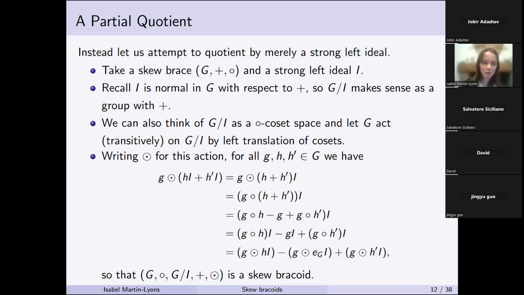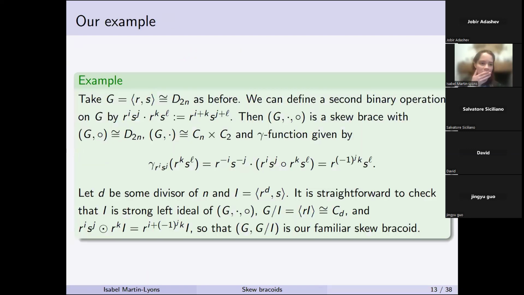Writing circle dot for this action, we can recover the skew bracoid relation via the skew brace relation, sort of using the fact that cosets agree and various things, so that G by I with plus and circle dot is a skew bracoid. So in our example, this can be seen as such a quotient.